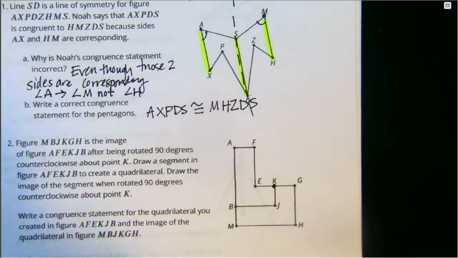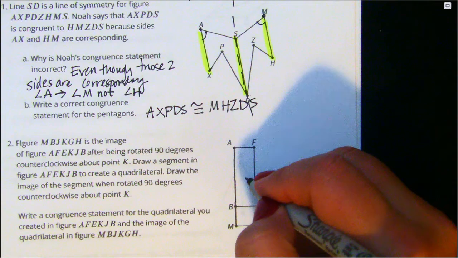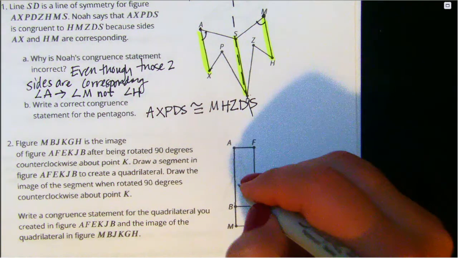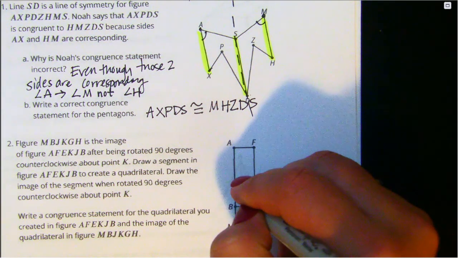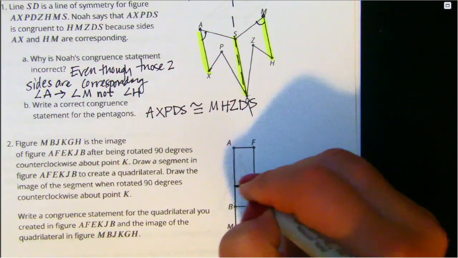Draw a segment in figure AFEKBJ, that's this one, to create a quadrilateral. So I'm going to go right here. It's not the only way. You could have went this way.